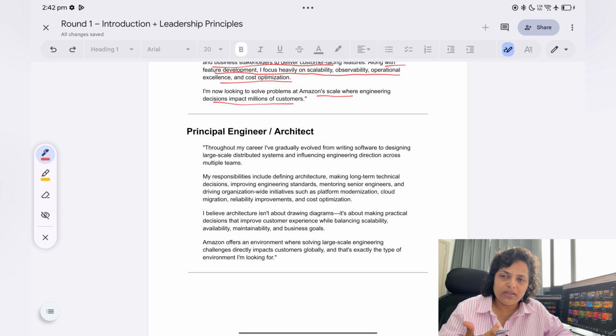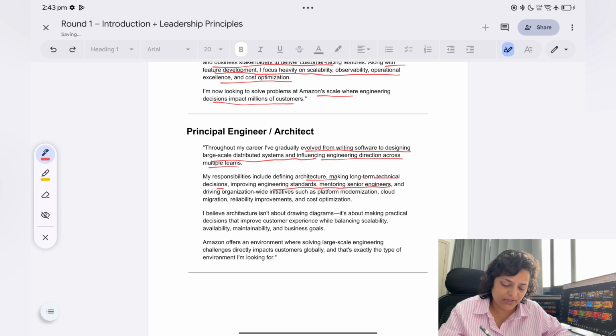So now a principal engineer or architect would say that throughout my career I have gradually evolved from writing software to designing large scale distributed systems and influencing engineering direction across multiple teams. My responsibilities include defining architecture, making long-term technical decisions, improving engineering standards, mentoring senior engineers, not the junior, senior engineers, and driving organization-wide initiatives such as platform modernization, cloud migration, reliability improvement, and cost optimization. So all those kinds of words you have to use.